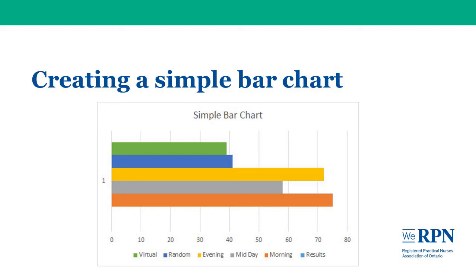From our responses, we were able to rate the huddles. In order, the most popular choices were a morning huddle with a score of 75, an evening huddle with a score of 72, a midday huddle with a score of 58, random huddles ranked 41, and virtual got a score of 39. So now let's look at how we would represent this information.